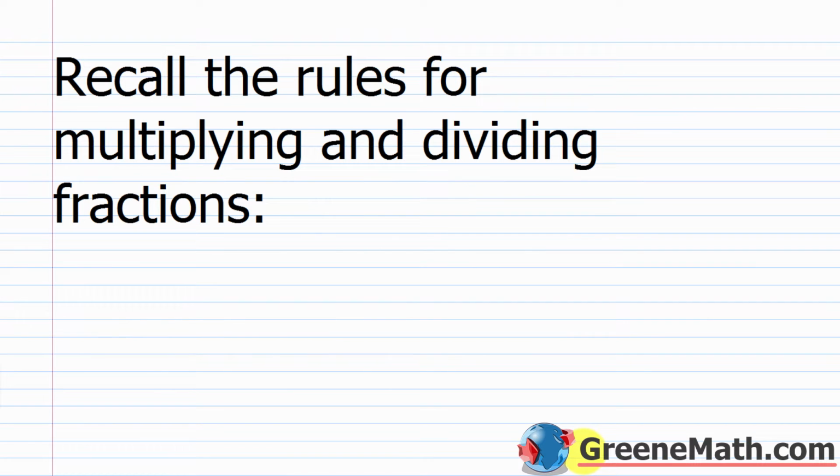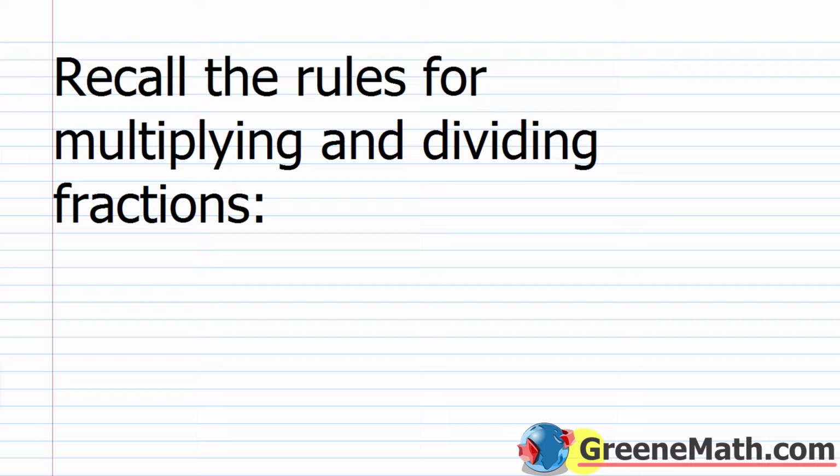So in our last lesson, we started talking about rational expressions. We learned how to simplify rational expressions, and we learned how to find the restricted values for a rational expression. Now we're going to move on and start talking about some operations with rational expressions, and the easiest ones to start with would be multiplication and division.